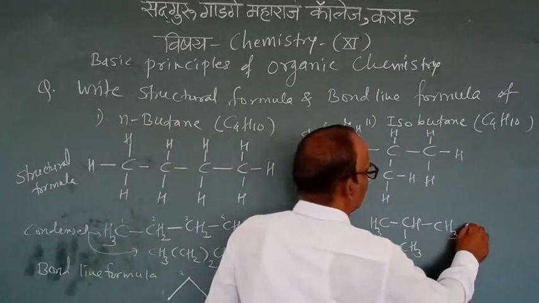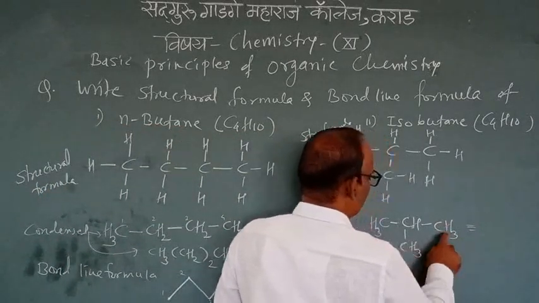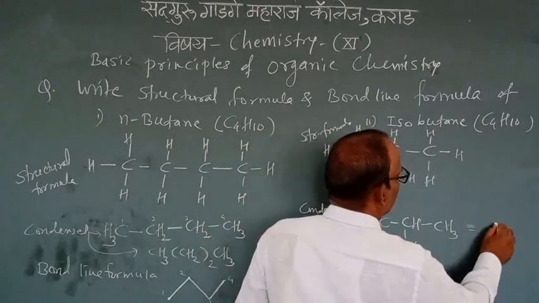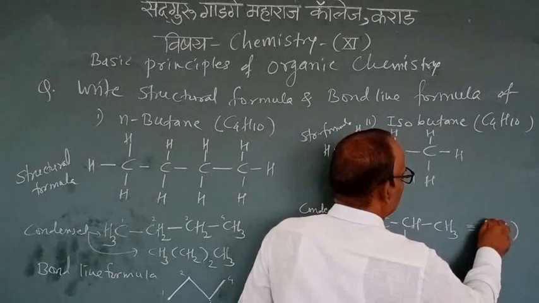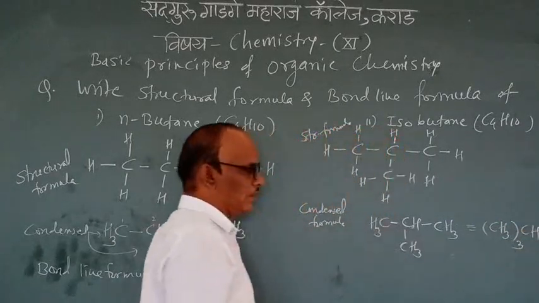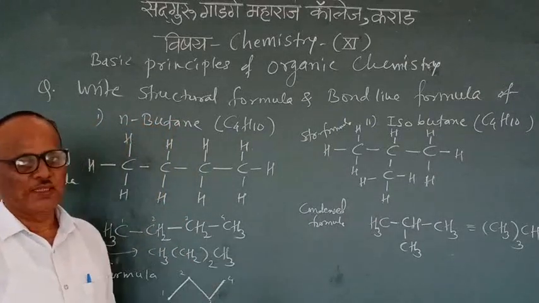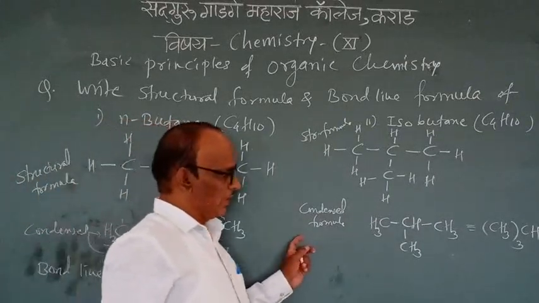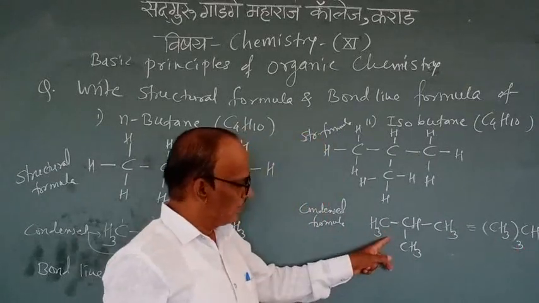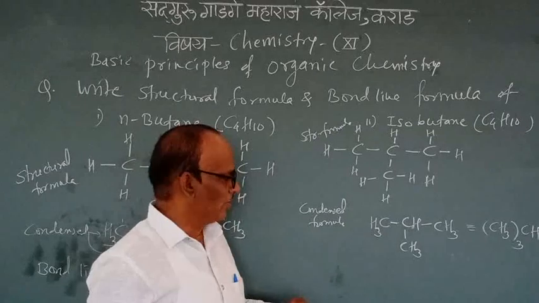So this can also be simplified as 1, 2, 3. 3 methyl groups are attached to this central carbon atom. So you can also write this in simplified form, that is CH3 thrice CH. Without showing any bond, we can write this condensed formula. But from this formula, it is easy to draw the bond line formula.